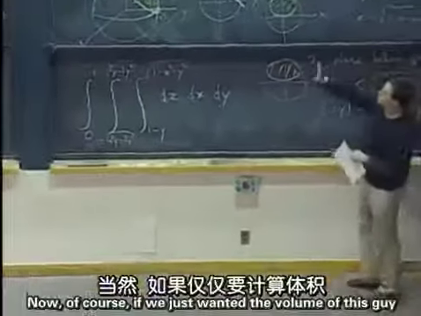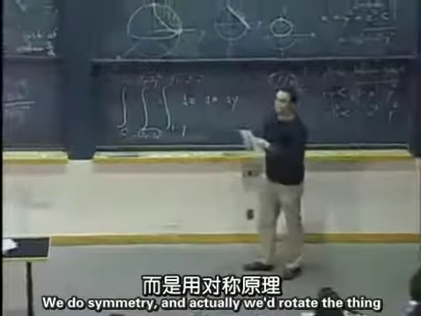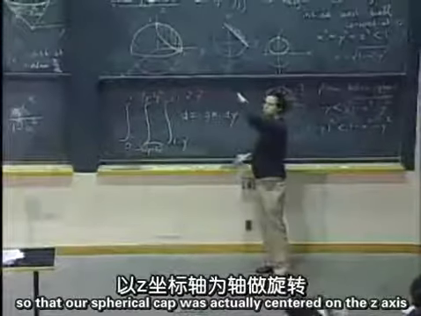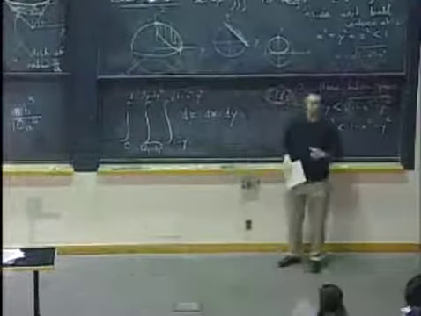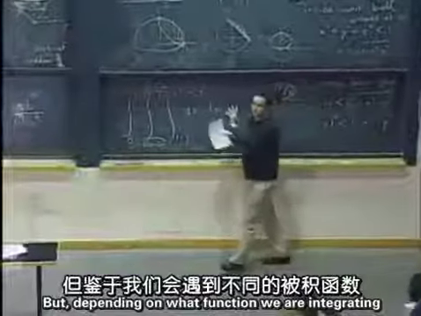Now, of course, if we just wanted the volume of this guy, we wouldn't do it this way. We'd use symmetry, and actually we'd rotate the thing so that our spherical cap was centered on the z-axis, because that would be a much easier way to set it up. But depending on what function we're integrating, we can't always do that.